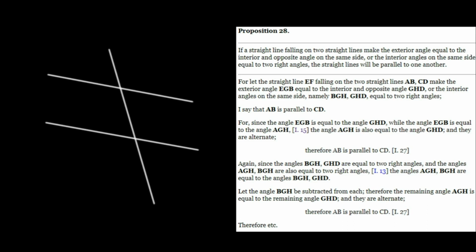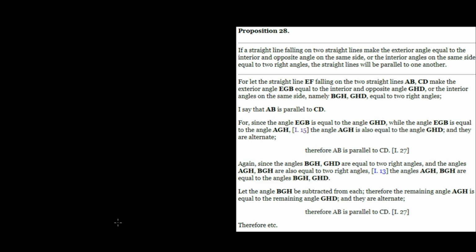In proposition 28, what we're going to show is that if we have a straight line which cuts through two other straight lines, and if it's true that the exterior angle is equal to the interior and opposite angle over here, then we may conclude that these two lines are parallel. And the second part is that if these two interior angles are together two right angles, then we may also infer that these two lines are parallel. So two parts to this proposition.